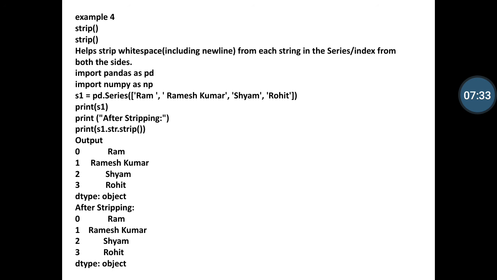And then I write the code to print after stripping, so I am using the strip method in the print statement. You can notice print s1.str and then calling the strip method. After executing the strip method, you can notice that the values are returned with the spaces removed from the series.